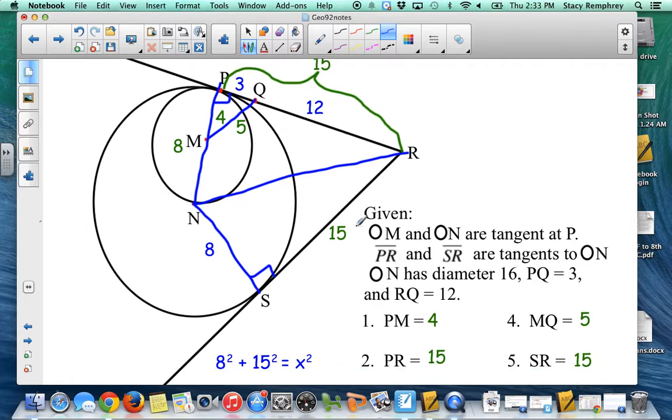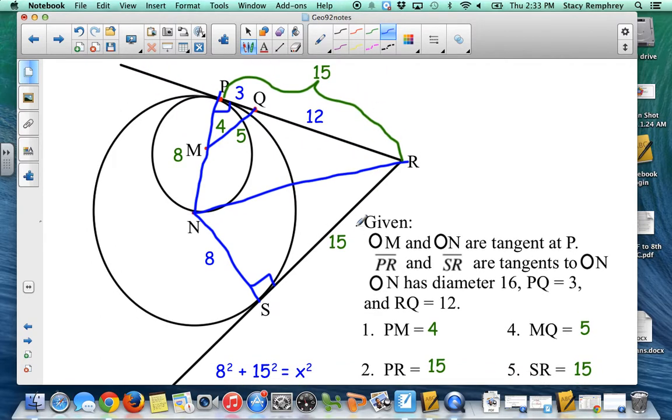Okay, on this screen I have solved them for you. So for PM, well, it said that circle N has a diameter of 16. That must mean it has a radius of 8. So N to P is 8. So P to M, since that's a diameter of circle M, PM would be 4, which is right here. To get PR, I just used segment addition and did 3 plus 12.